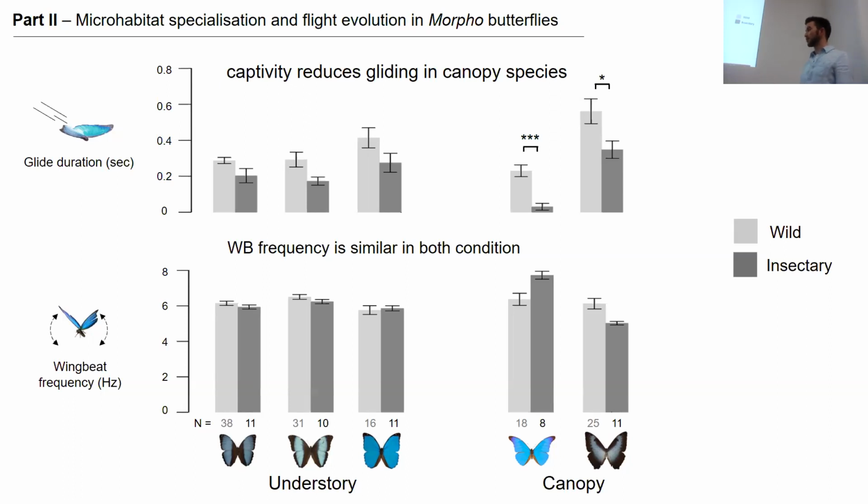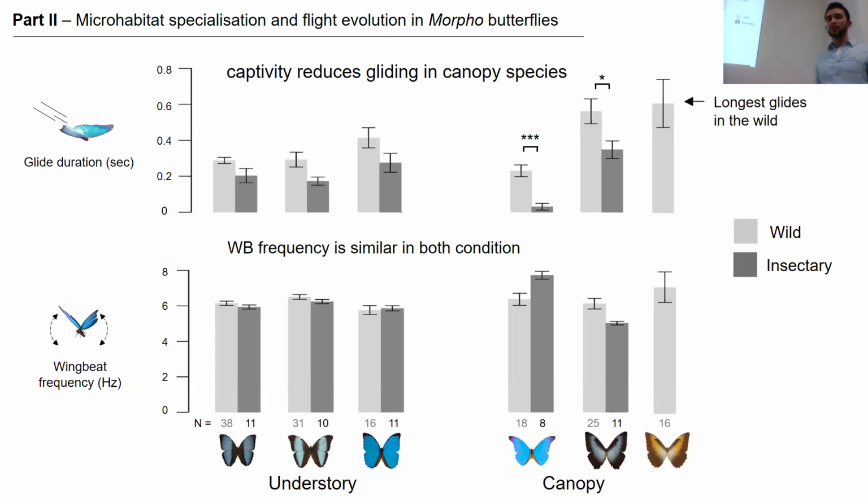And here I'd like to show you an additional data point. It's an additional canopy species I couldn't capture in the wild, so I have no comparison to show you, but just to emphasize the strikingly long glides observed in the 2 canopy species here with triangular wings.